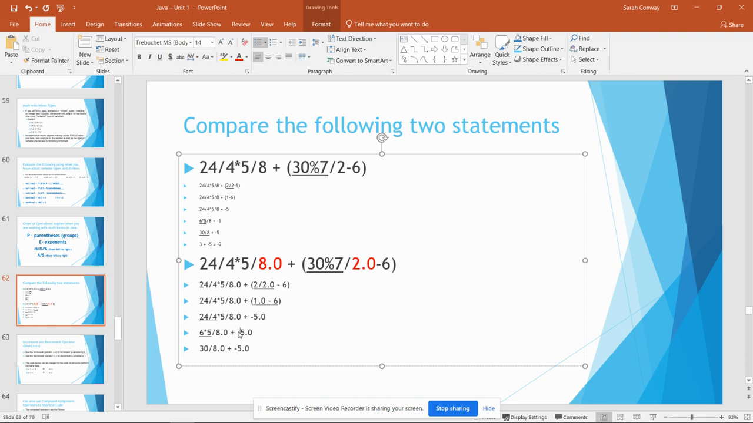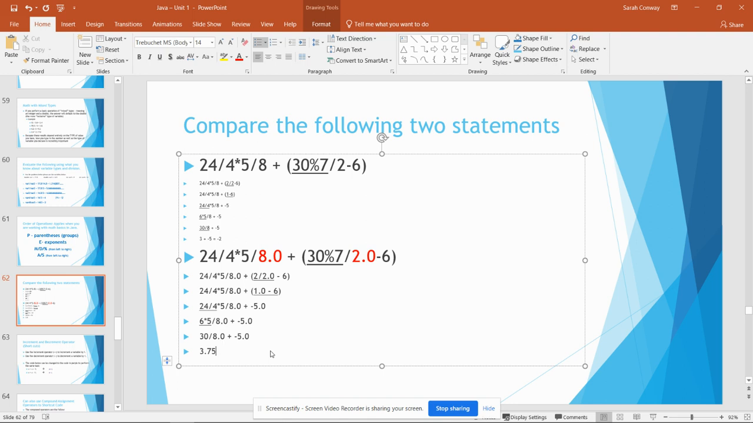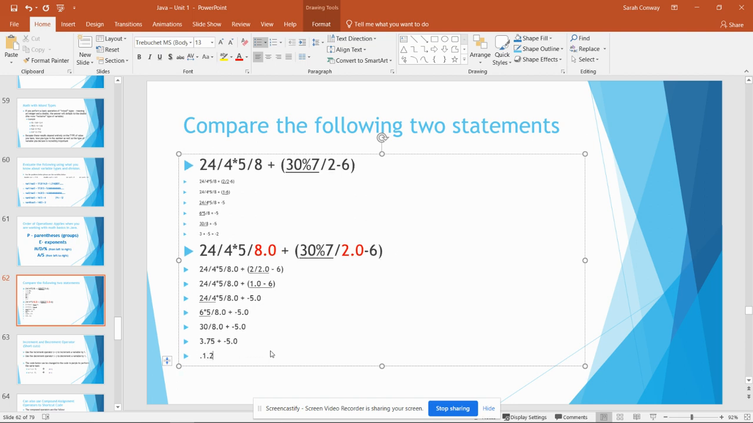Now, the next part where this is different is with this division right here. Because this division now contains a double, it has to have an answer that is also a double. So 30 divided by 8.0, the double version, is going to be 3.75. Notice it's not 3 this time around, it's 3.75. And then we can add on the 5.0, or that negative 5.0. And because we have two doubles, our answer is going to be a double.